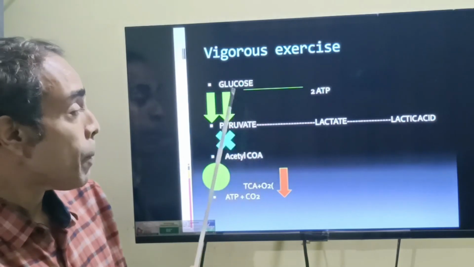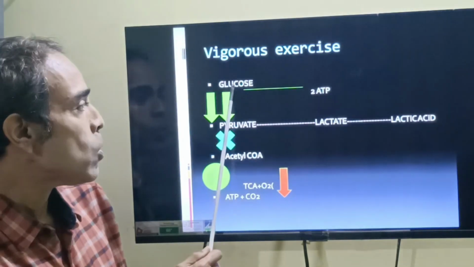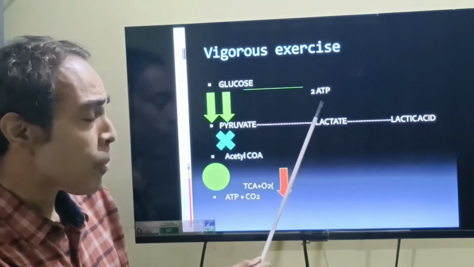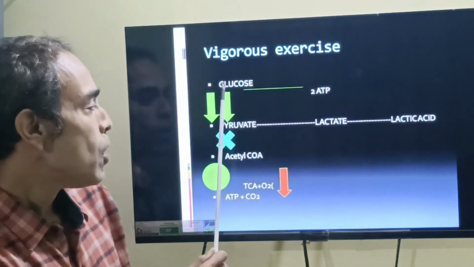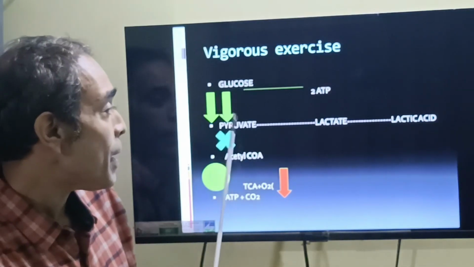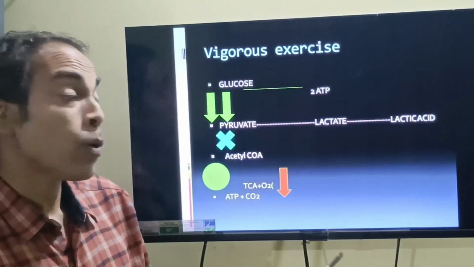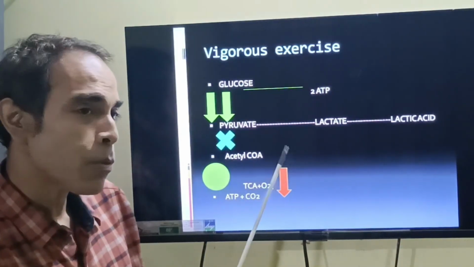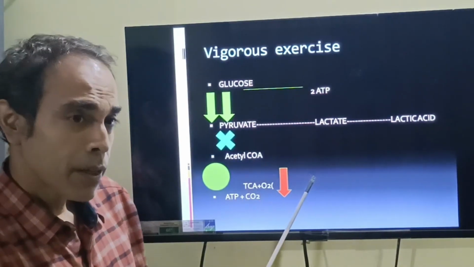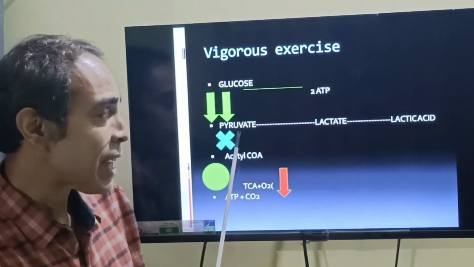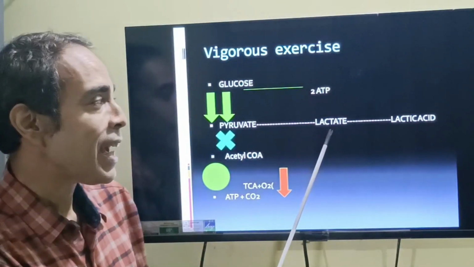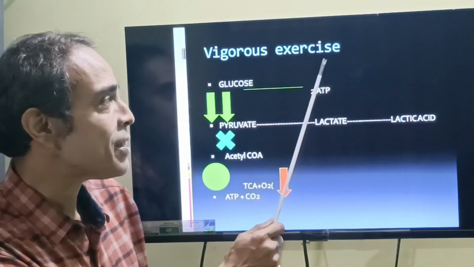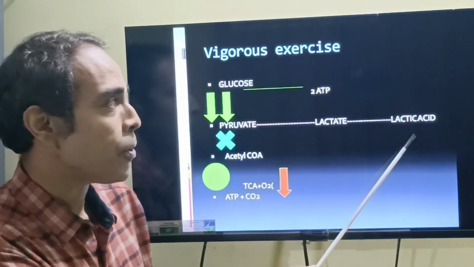So now the body needs ATP, so we have to convert glucose to pyruvate. From glucose to pyruvate, 2 molecules of ATP are formed normally, but it needs more ATP, so more glucose is converted to pyruvate. But because the oxygen level is low, pyruvate cannot be converted to acetyl coenzyme A, because that rate-limiting step requires oxygen. So this is the condition of anaerobic conditions. The pyruvate gets accumulated, gets converted to lactate, and lactate converts to lactic acid. So this is another reason why after vigorous exercise we get lactic acid in our body.